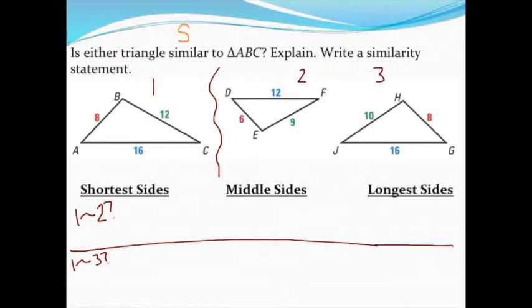In other words, I'm going to check for side, side, side similarity, which is a shortcut we can use to prove two triangles are similar to each other. If all three sets of sides have the same ratio or the same scale factor, we know that the triangles are similar. And then if they are similar, we want to write a similarity statement.